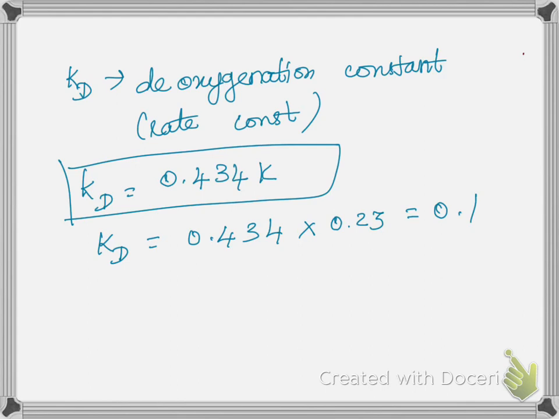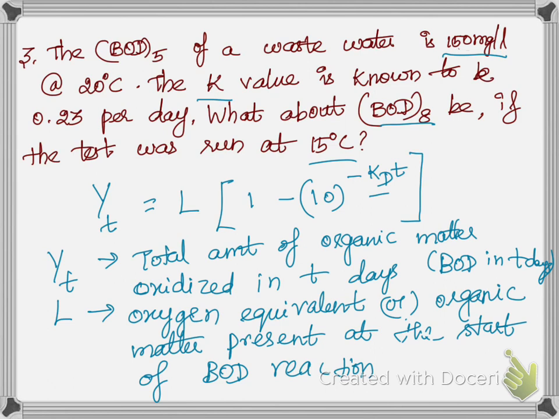Okay. Now in the problem, they have given the 5-day BOD as 150 milligram per liter. So in this particular equation, the YT value, that is Y5 value, is given to me in the problem. KD value is known to me and T value is going to be 5 days. So everything is known to me. The unknown value will be my L. L is nothing but my oxygen equivalent. So I have to get the oxygen equivalent first.